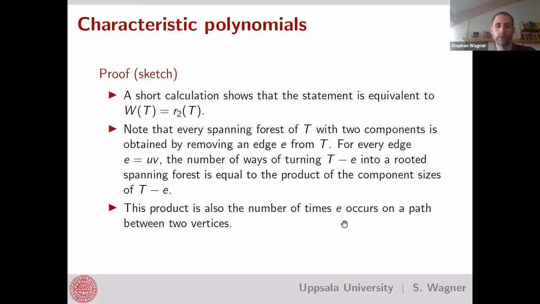It's just a product of the component sizes. It's the number of ways of turning T minus E into a rooted spanning forest. It's also the number of times E occurs on the shortest path. So that's the number of times that the edge E contributes to the Wiener index. And that shows at the end of the day that the Wiener index is equal to the number of rooted spanning forests with 2 components in the tree. And then you can apply Kellman's result.